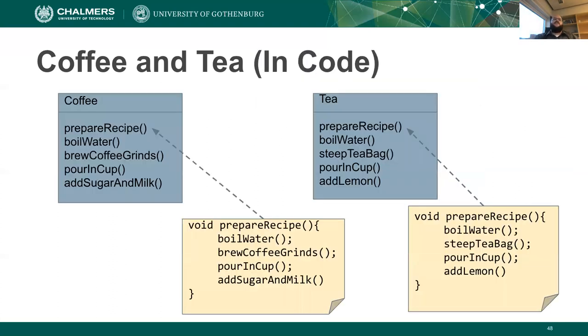So we can look at this, we can see how each of these might look in the system that we're building to brew both. For instance, for our coffee, we have a set of methods. We prepare a recipe, we boil the water, we brew our coffee grinds, we pour in a cup, and we add sugar and milk. And our prepare recipe method just steps through the sequence of actions. For the tea, we have boil water, steep tea bag, pour in cup, add lemon methods, and those are the series of steps called by the prepare recipe method.